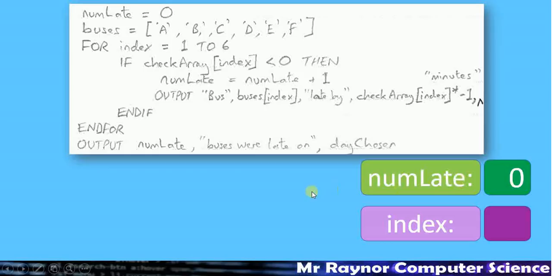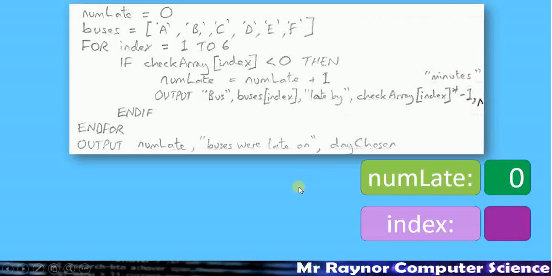Okay, then what we're going to do is use that list we've set up, that array, not list. This is pseudocode, not Python. And we're going to loop through it from 1 to 6. We're going to check if it's less than 0, so we can find just the late buses. And if it is less than 0, we're going to add 1 to our little counter here, the number of late buses. So just num late add 1. And we're going to output a message: bus, whichever bus this is, like bus A, was late by, and we're going to look in the array. Again, I opted to multiply it by -1 here, and I had to just pop that minutes there to finish off my string at the end.